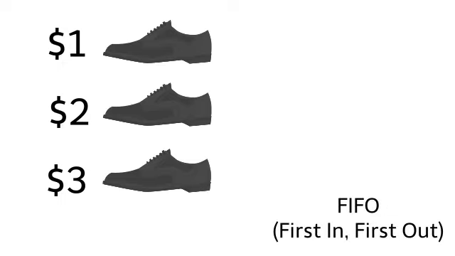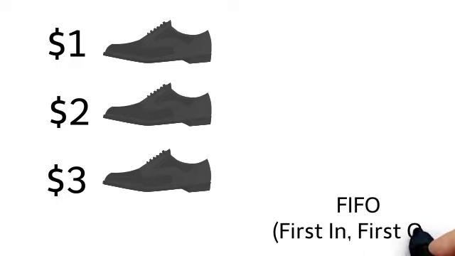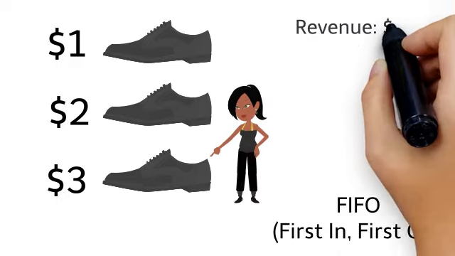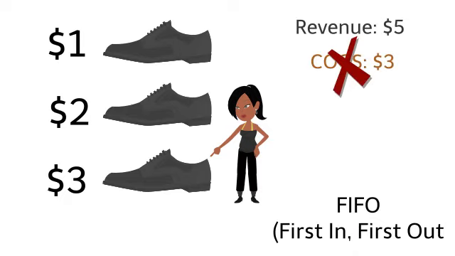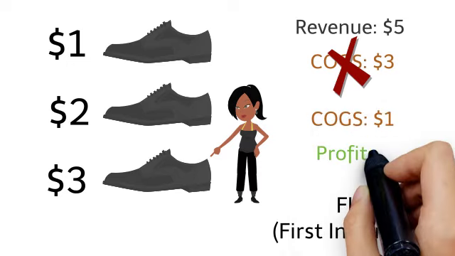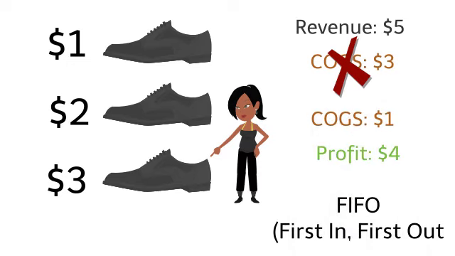Next is FIFO, first in, first out, meaning that theoretically, the first to be bought is the first to be sold. So if our customer picks up the third set of shoes, she still pays $5. Our cost of goods is not $3 because we do not care which shoes she picked. We assume she picked the first at $1. Therefore, gross profit is $4.